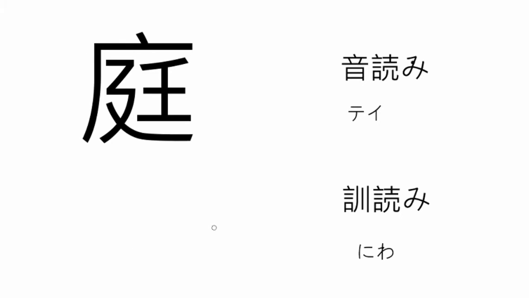Next kanji is the kanji for courtyard, garden, or yard. The onyomi reading is te, as in kate, like family. The kunyomi reading is niwa, meaning garden. To draw it, we have our mullet shape. We have our king.